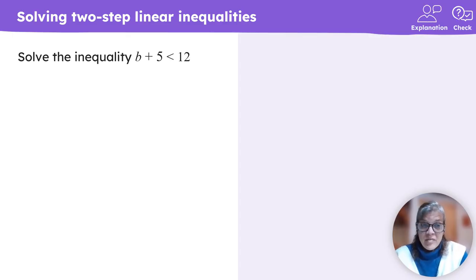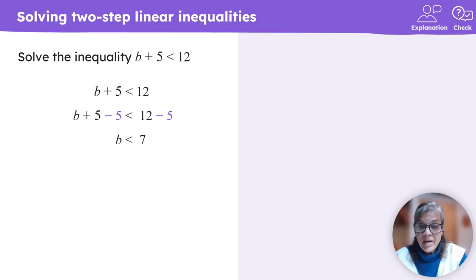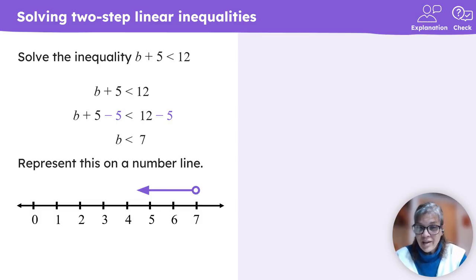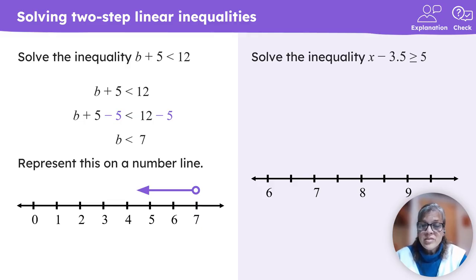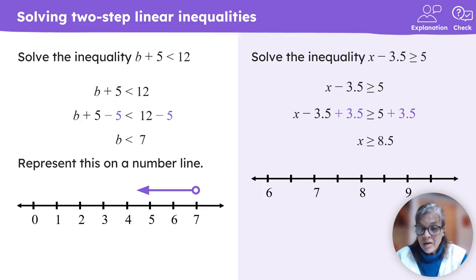So if you were going to solve this inequality, what would be the constraint on B? We can subtract 5 from both sides, and B is less than 7. If you put it on a number line, you draw it like this. Okay, you try this one. All right, hopefully you find that x is greater than or equal to 8.5. And if you drew it on a number line, it'd look something like this.